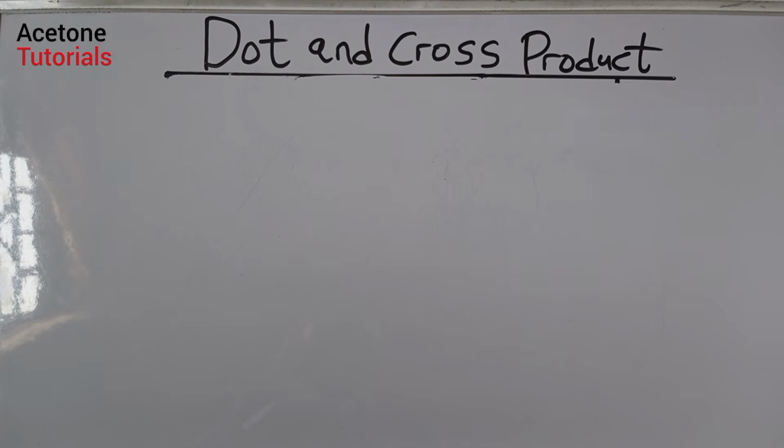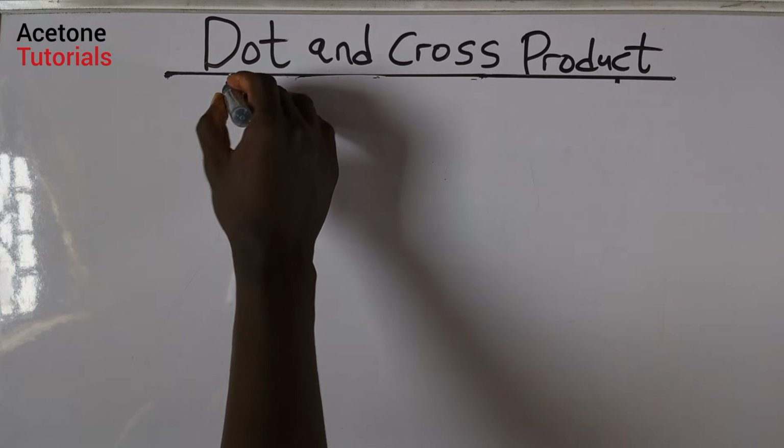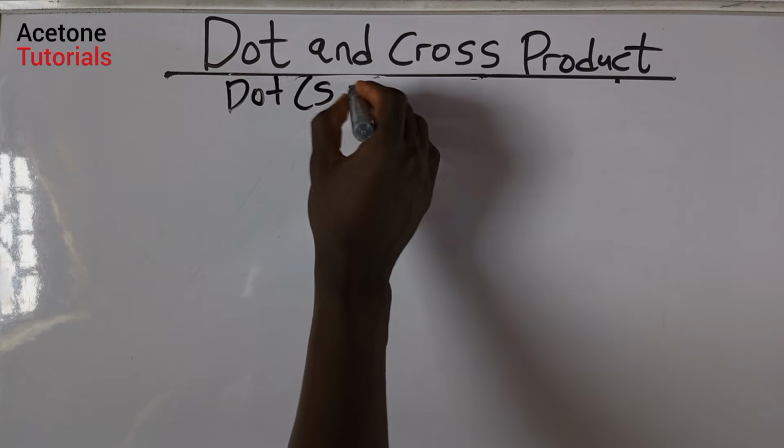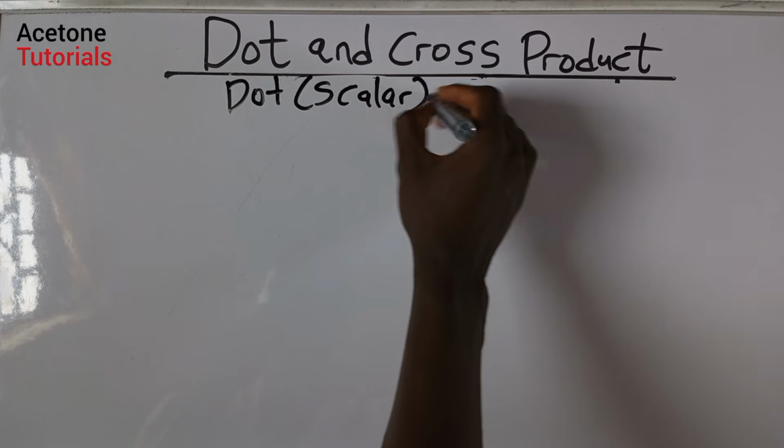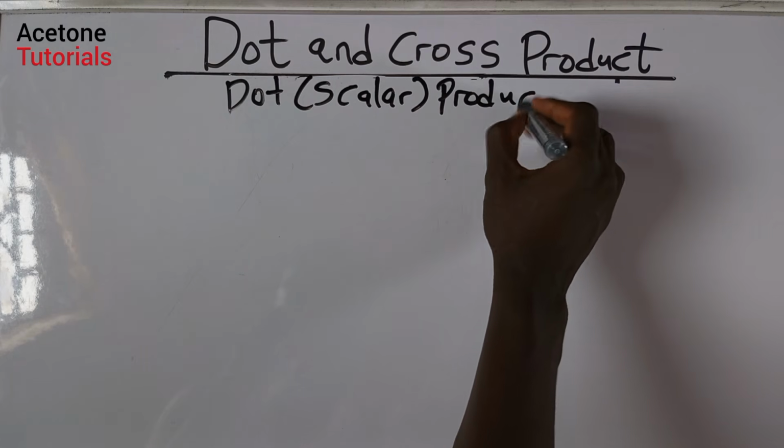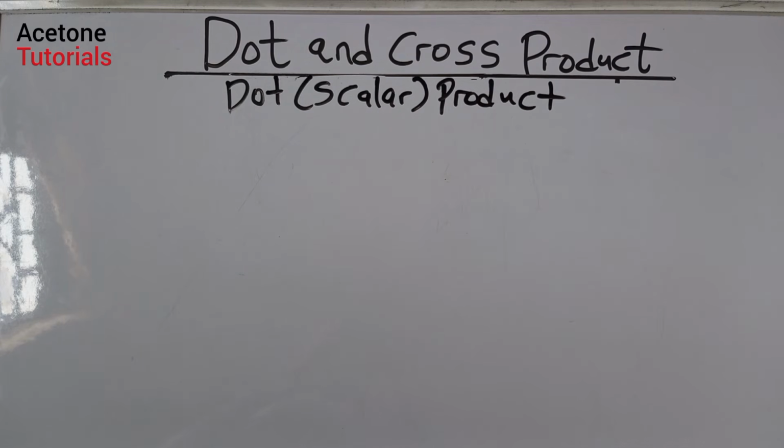In this video, I will explain dot and cross product. Starting with the dot product. Another name for dot product is the scalar product.